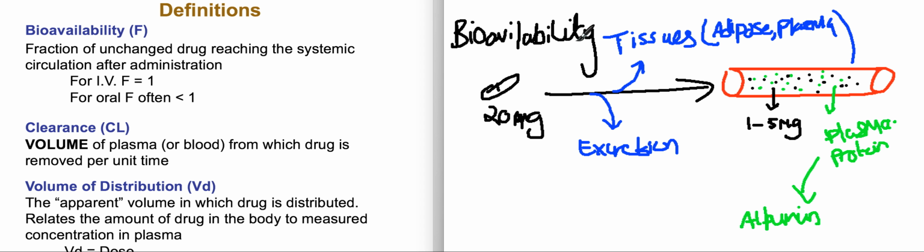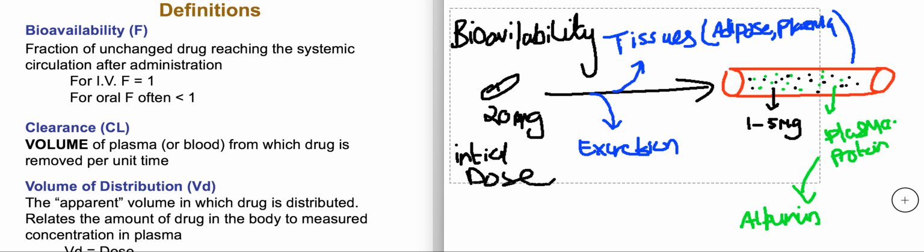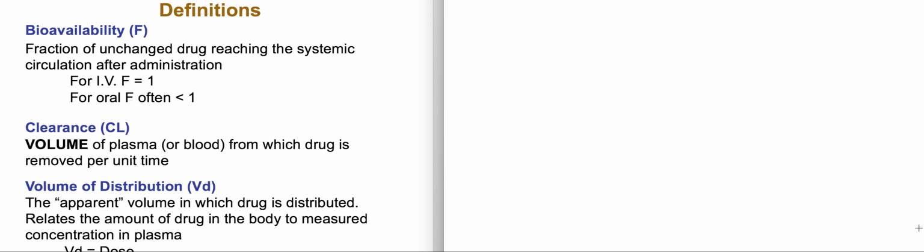So that's bioavailability. The bioavailability looks at how much, so this is what we initially dose, and this is how much gets into the systemic circulation. Right, now clearance is something a bit different. Clearance is the volume of plasma or blood from which drug is removed per unit time.